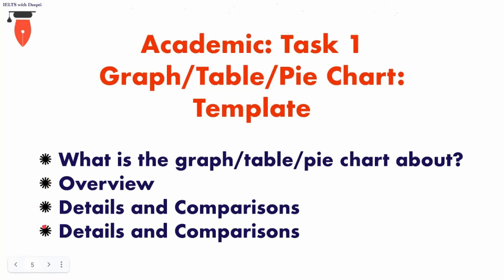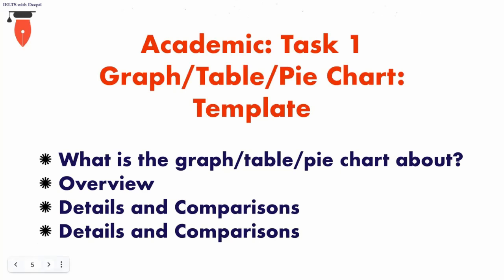And then you'll report the details and make relevant comparisons in the next 2 paragraphs. These 2 paragraphs can also be called the body paragraphs. So no matter what kind of academic task one you are writing, the 4 paragraphs will remain constant, and this rough template will also remain constant for all of these.